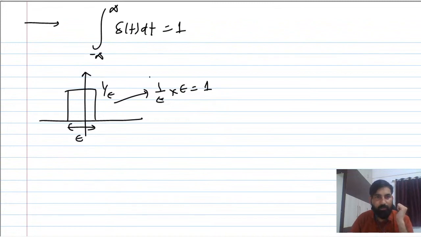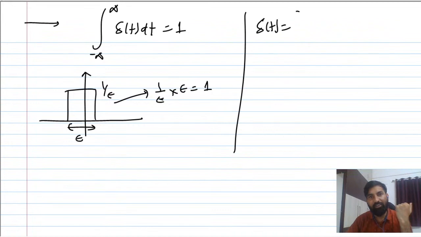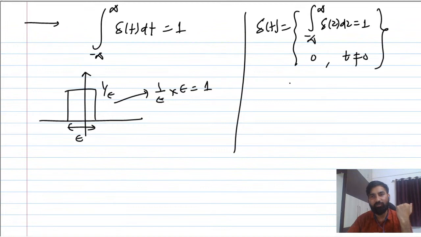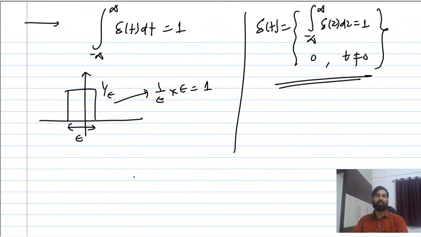Okay, in some books you will find that delta t is given as integration from minus infinity to infinity, delta of tau d tau equal to 1, right? And 0 for t not equal to 0. Okay, this is a very important definition.